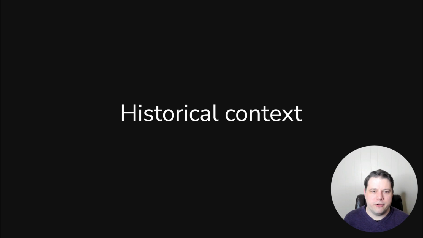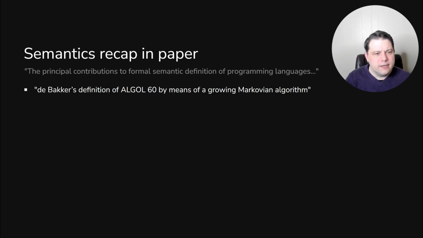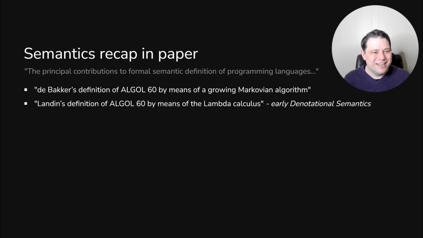So very helpfully, although it's just in the context of a literature review there, for me to help understand what world of semantics already existed this was coming into, it listed what had been the contributions to formal semantics as Knuth understood them at that point in 1968. So we have de Backer's definitions of ALGOL 60 by means of growing Markovian algorithm. I don't know what a growing Markovian algorithm is. Honestly, maybe you can check into that.